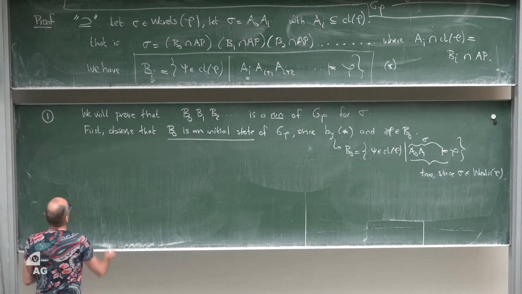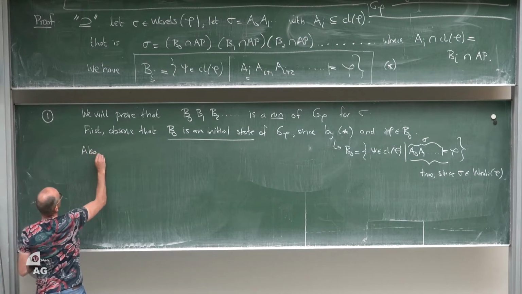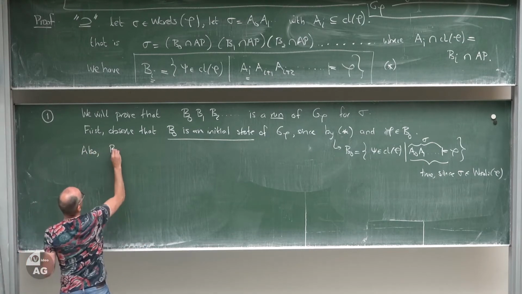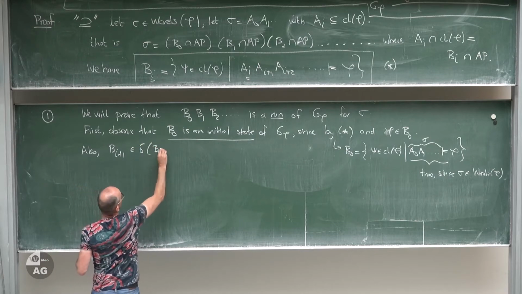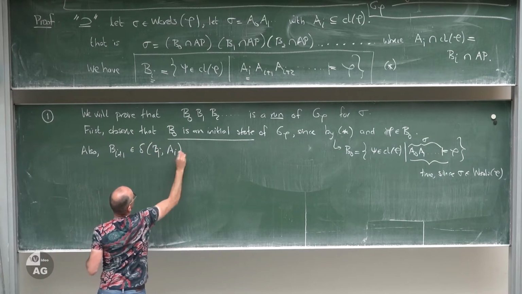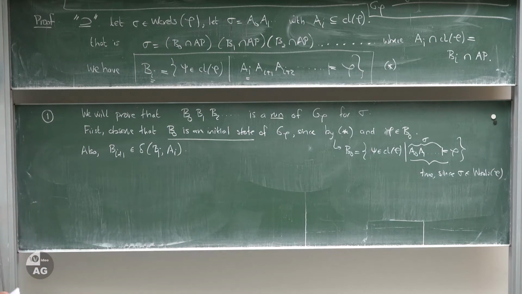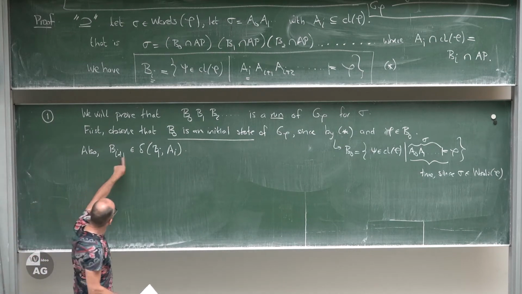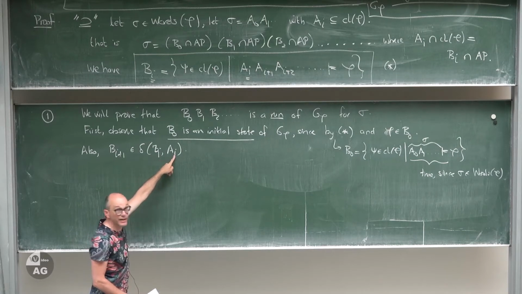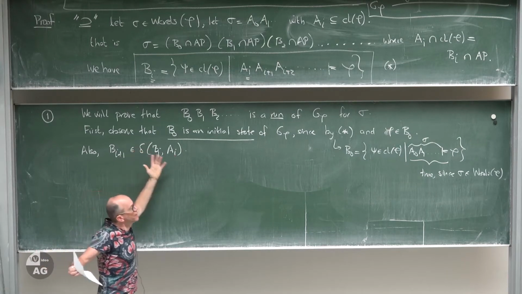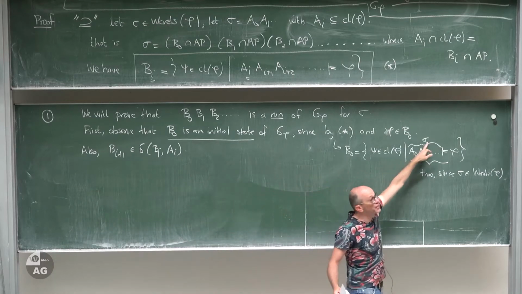So now we also have to show that Bi+1 belongs to delta(Bi, Ai). So this tells you that Bi+1 is a successor of Bi if you take as next input symbol Ai. Why Ai? Because that's what sigma is, right? Sigma is the sequence of A's.